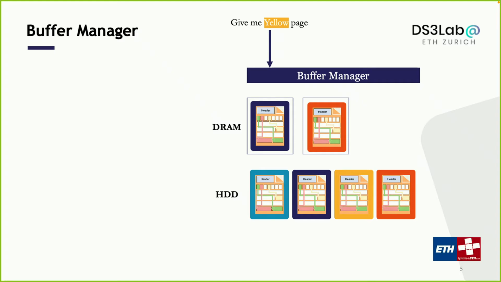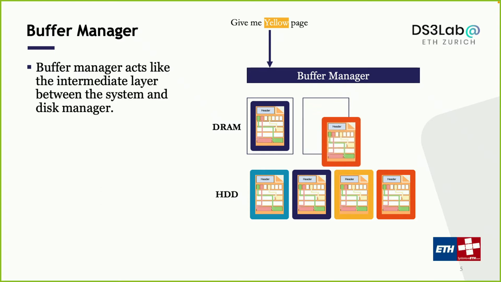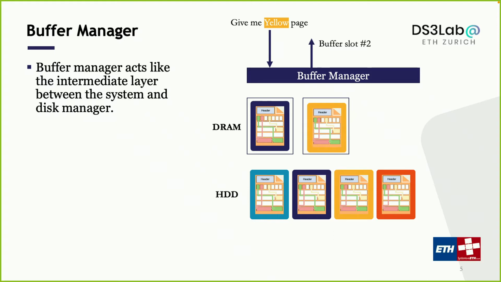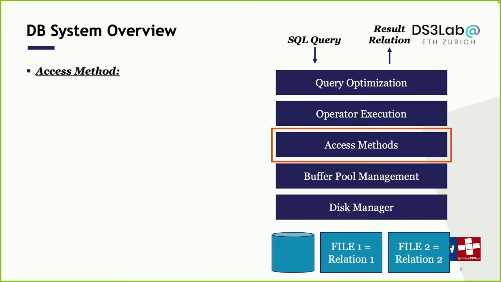In this case, the yellow page is actually not inside the buffer. So what the buffer manager tries to do is evict some of the pages back to the hard drive, and then bring in the yellow page, and then serve this request. And we talked about different ways that the buffer manager can pick which page to evict when the buffer is full.